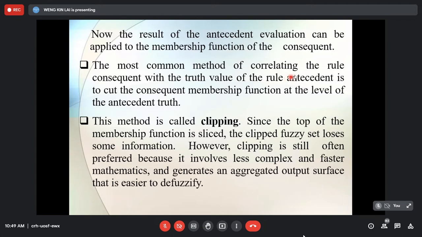So in this case, you lose information, but clipping is still often preferred. Why? Because it involves less complex and faster mathematics and generates an aggregate output surface that is easier to defuzzify. Two things here. By using clipping, it's easy to calculate, less complex. And as a result, you get faster results. And the third thing is that it generates an output surface that's easier also to defuzzify, for you to calculate the output value.